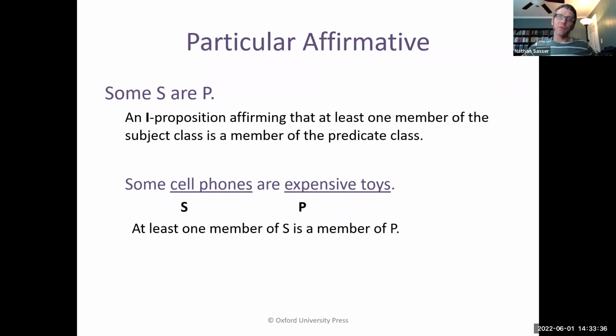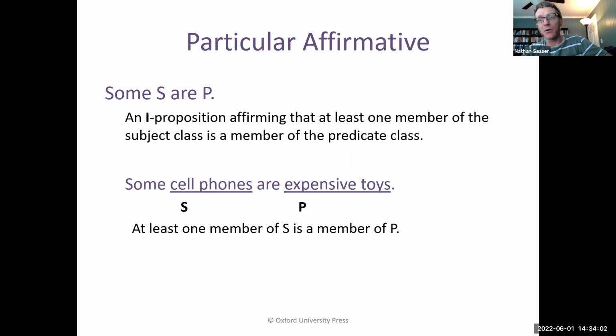The particular affirmative says some S are P. This is your I-type statement. Now, when we say that some items are such and such, how many is some? Some means at least one. At least one, and maybe many more. Maybe even all the members. But the point is, it means at least one.